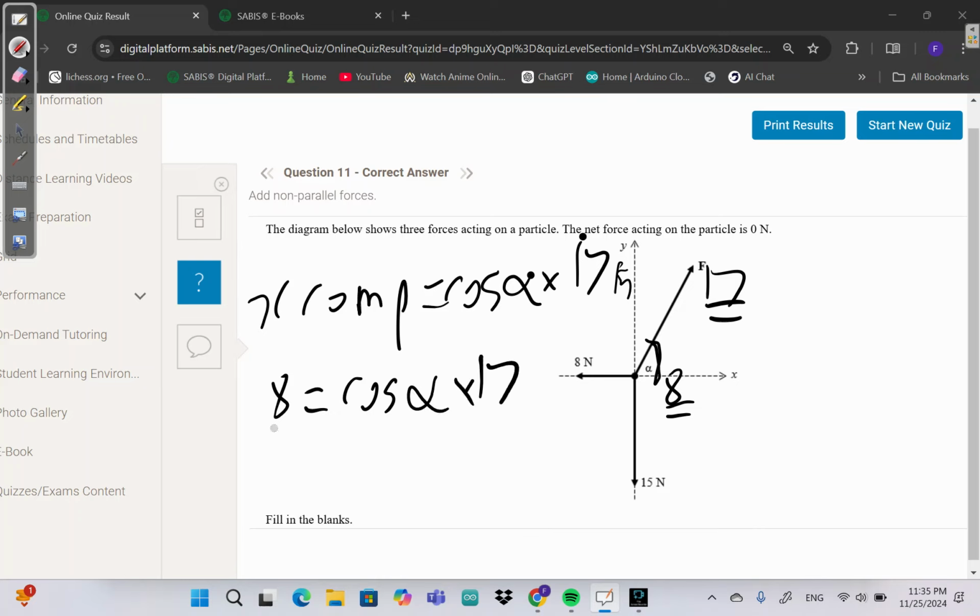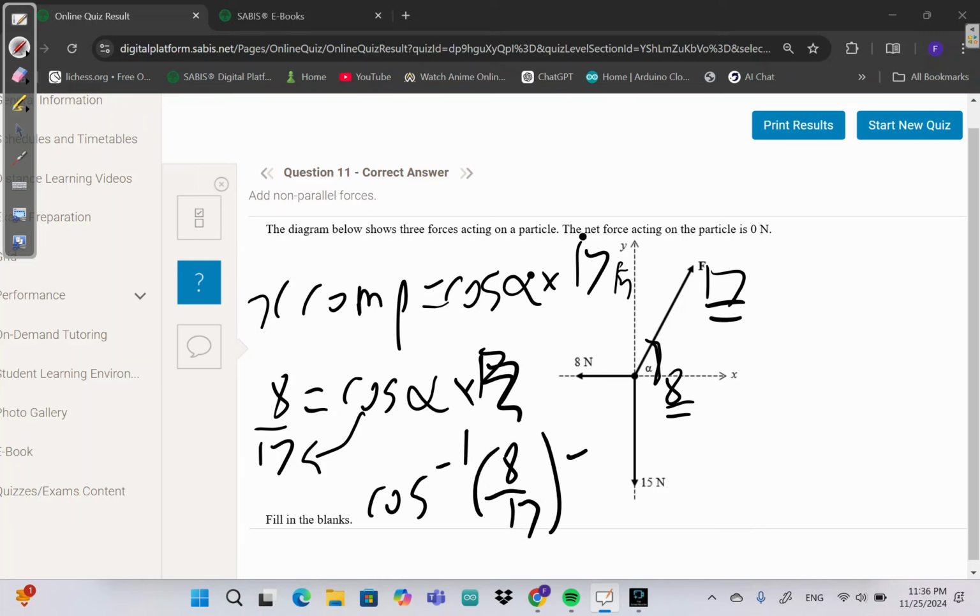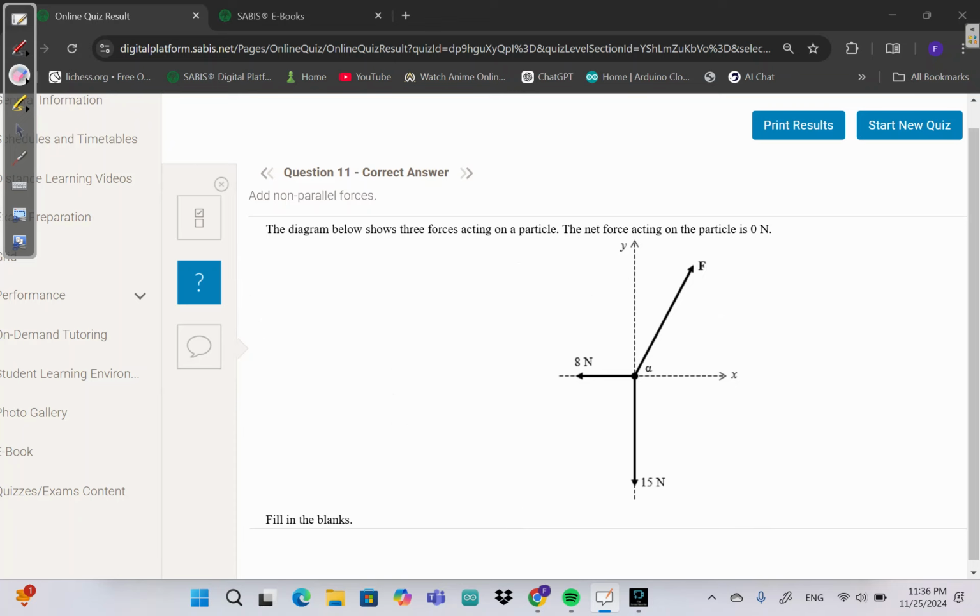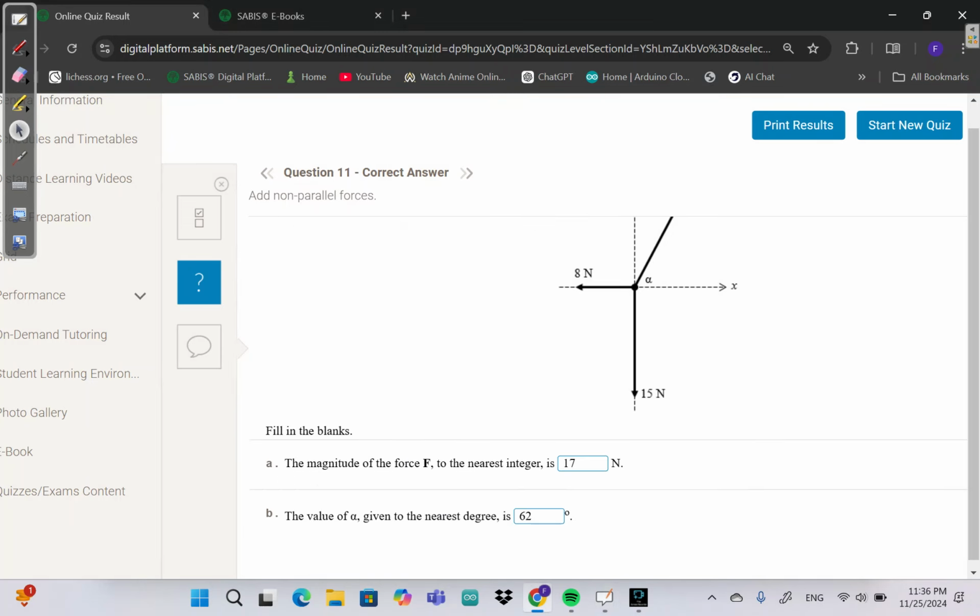So 8 is equal to cosine of the angle times 17. We take 17 to the other side, 8 over 17, and then we take cosine to the other side. So we'll get cosine inverse of 8 over 17 is equal to the angle. We do it on our calculator. We'll get 61.9, which if we round is going to be 62. And that is our answer. Next question.